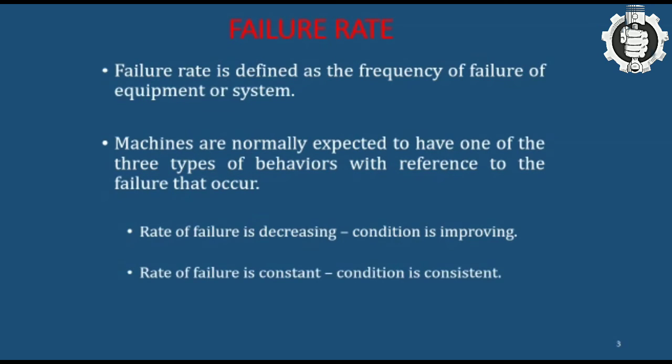Next one is the rate of failure is constant. That means throughout the working of a machine, the rate of failure is very low and remains constant. That means the condition is consistent. Next, the rate of failure is increasing. That means the condition is deteriorating. So let's see the graph.